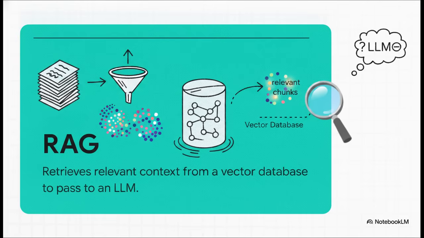When a user asks a question, the system uses semantic search to find the most relevant chunks of data, not just keyword matches, but actual contextual meaning, and then passes that specific information to the LLM right before it generates an answer. This grounds the model in your reality and practically eliminates hallucinations.